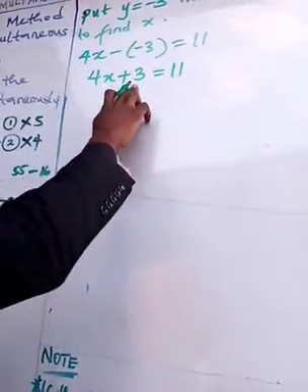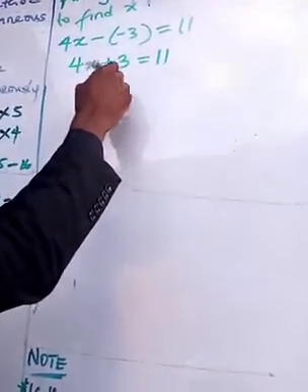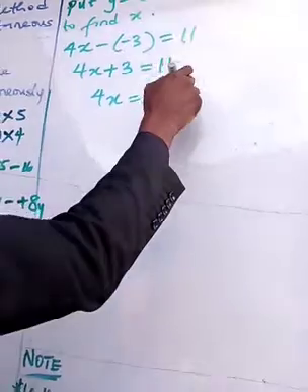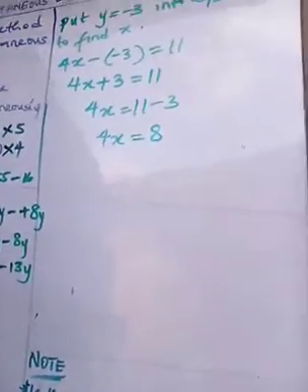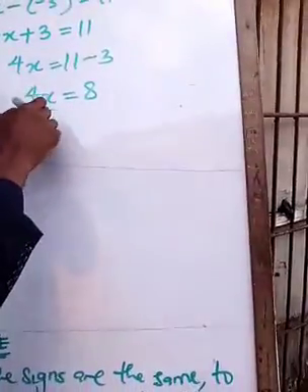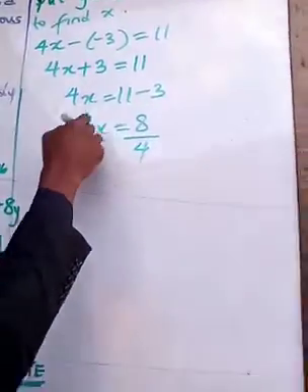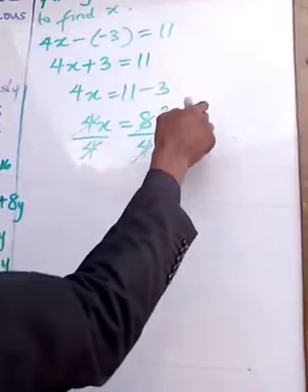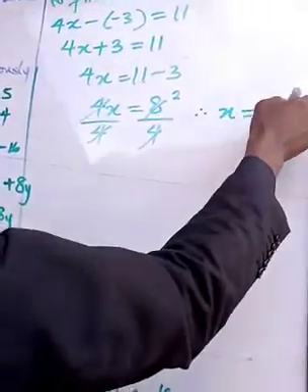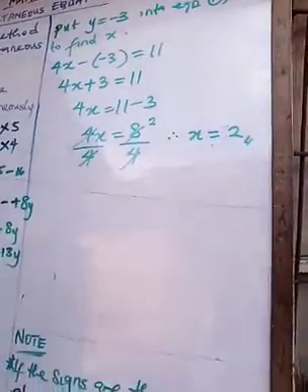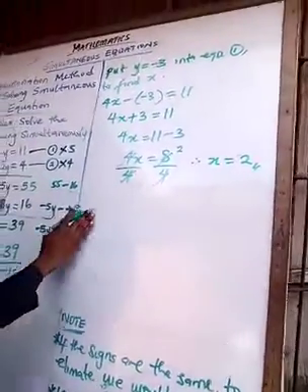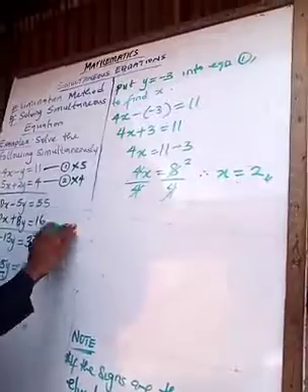So if this 3 goes to that side, since we are looking for x, we have 11 minus 3. So 4x is equals to 8. So therefore, to find x, we divide both sides by 4. So that means x is 2. So we know x, we know y. So the two answers now together.